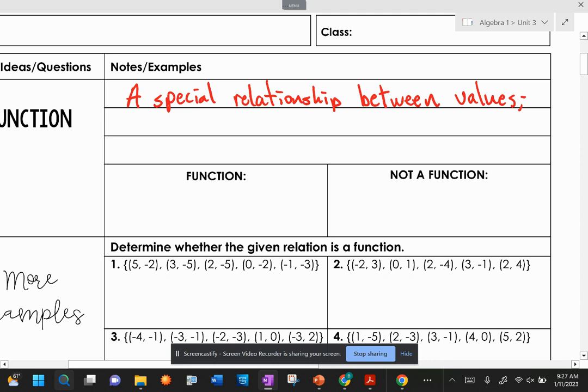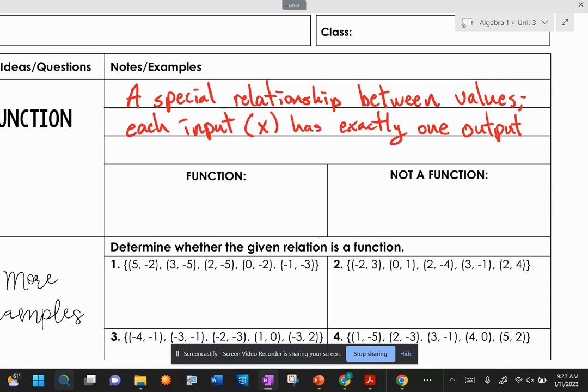A special relationship between values. Which values, algebra students? X and Y. Each input. Okay, and an input is going to be which variable? X. Has exactly one output, which is Y.